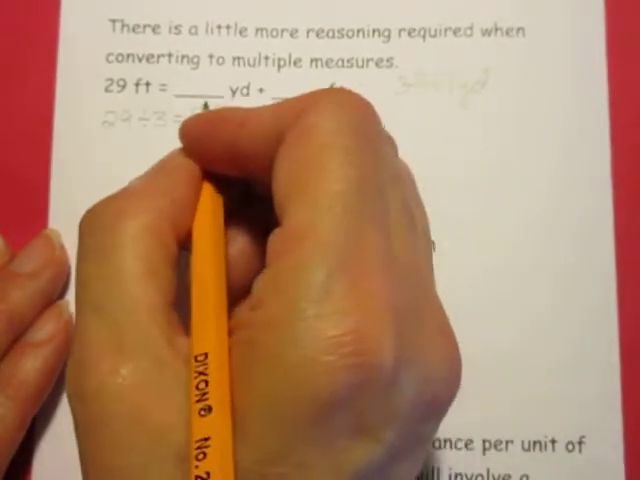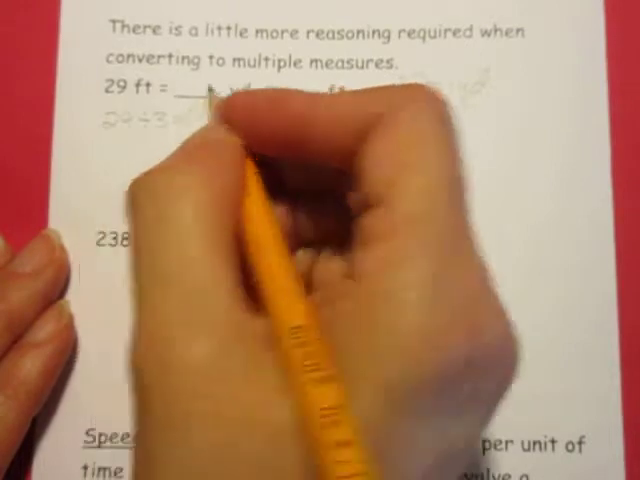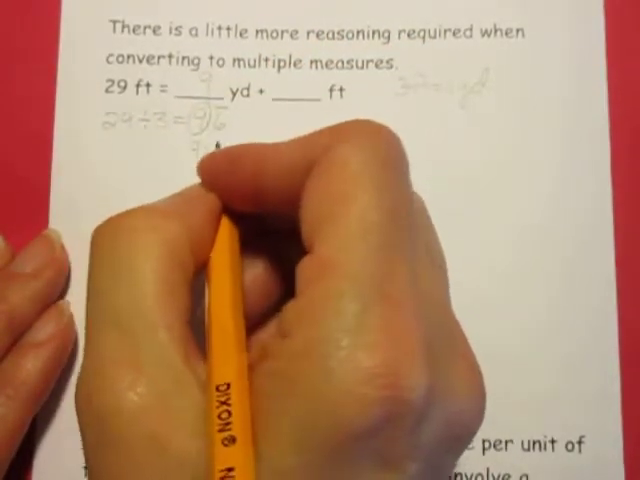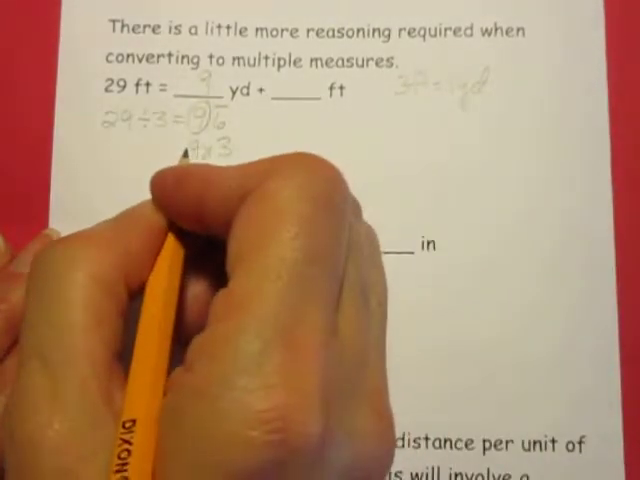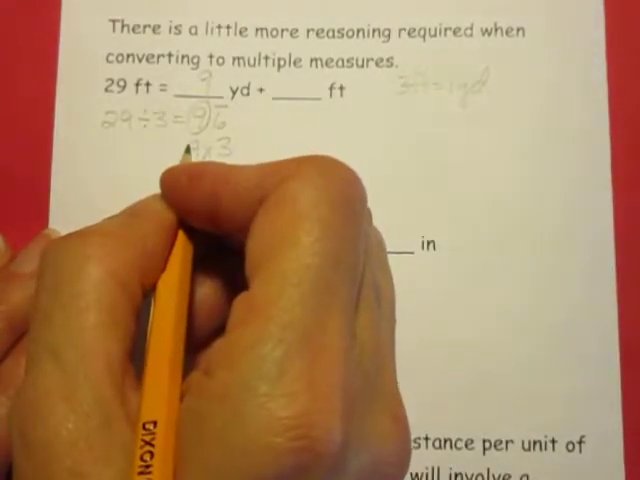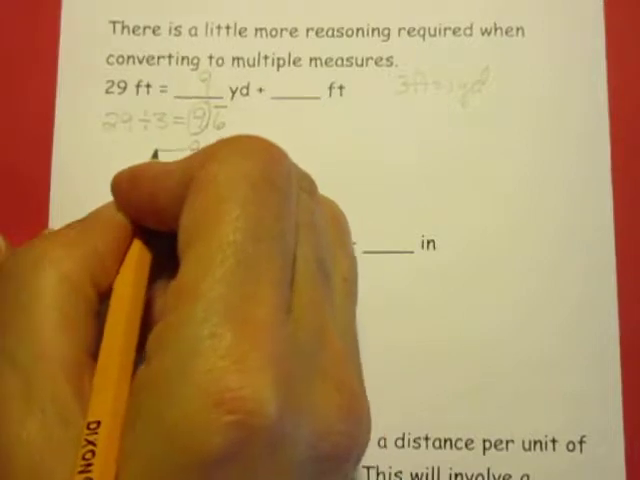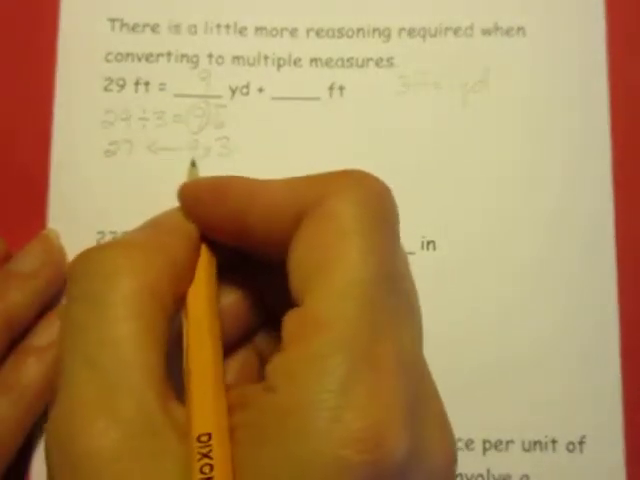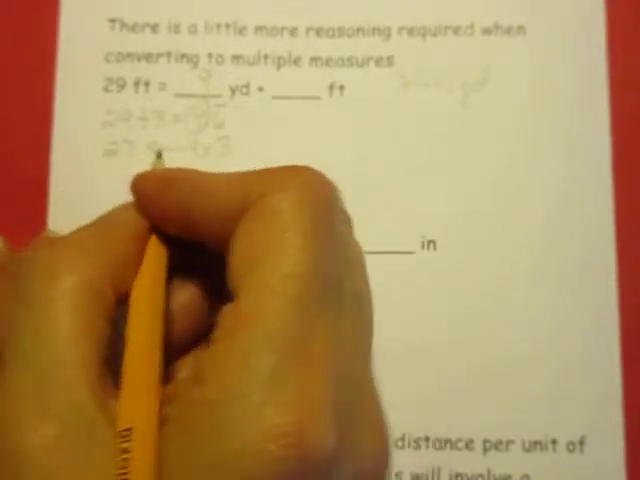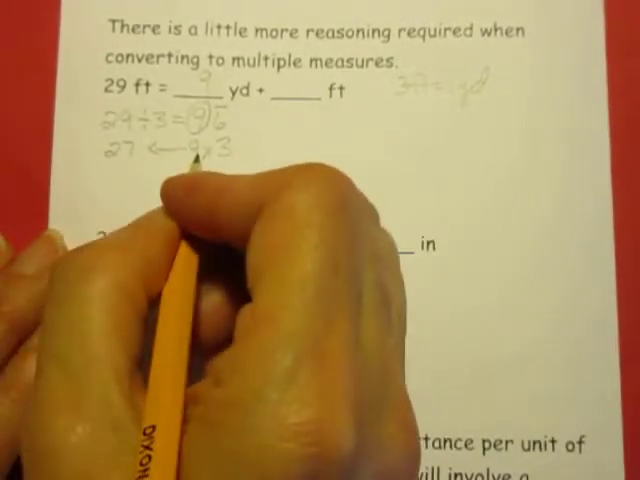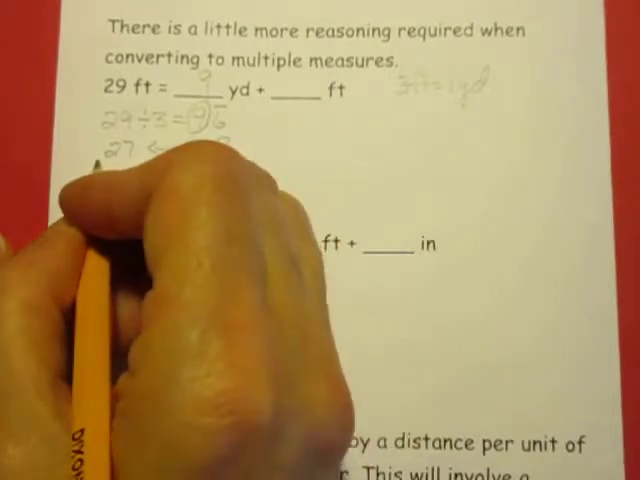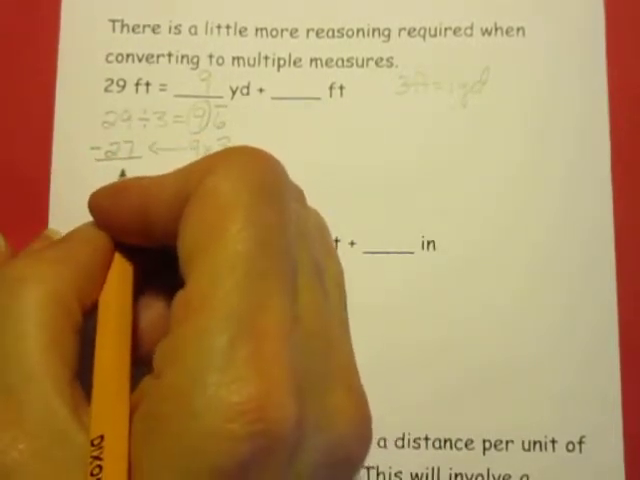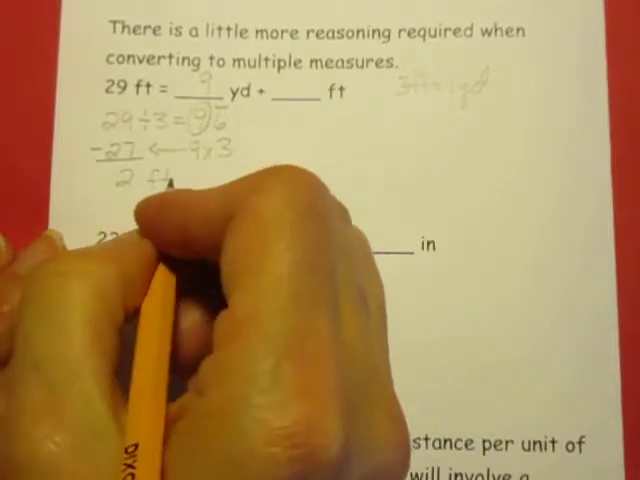So what we need to do is recognize that we've got 9 full yards. So I'm going to write that 9 there, and I'm going to write 9 times 3 here, just so that you understand what I'm doing. 9 times 3 is equal to 27. Kind of working my division problem, or my multiplication problem, backwards here. So I know that the 9 yards accounts for 27 feet. So I can subtract that 27 from 29 to know that I have 2 feet left over.